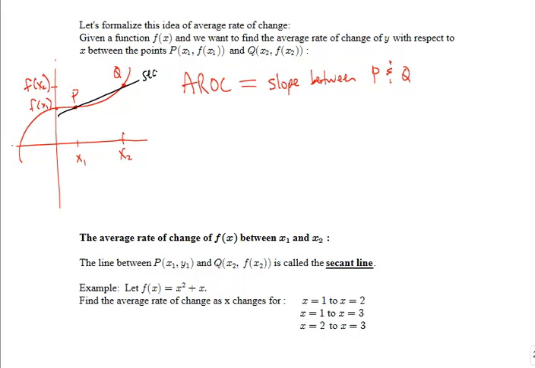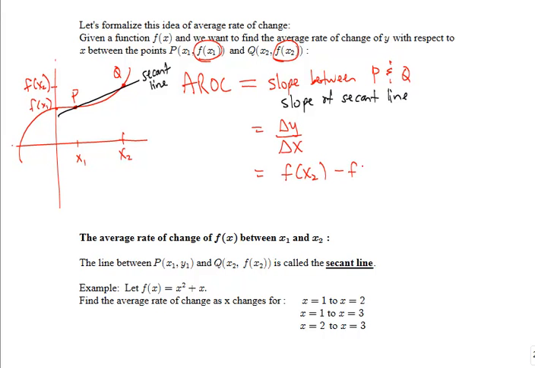This is called your secant line between P and Q. So it's the slope of this secant line. Now, how do you calculate the slope of a line? Well, you do change in y over change in x, and the y values of these 2 points are these 2 function values. So we're going to take this y value minus this y value, so f of x sub 2 minus f of x sub 1, and we're going to divide that by this x value minus this x value, so x sub 2 minus x sub 1.